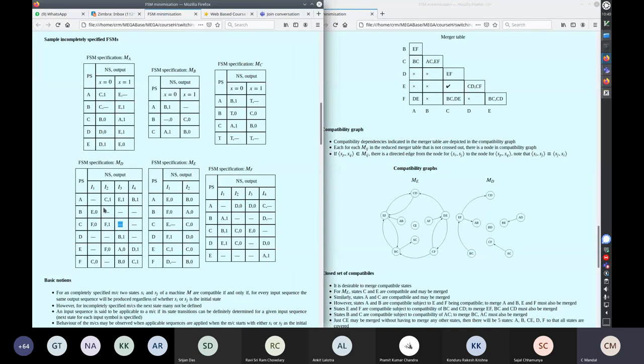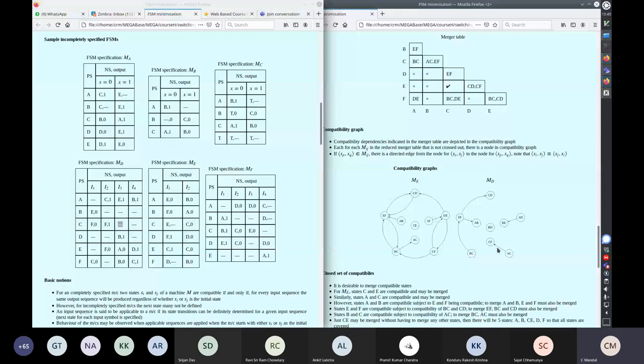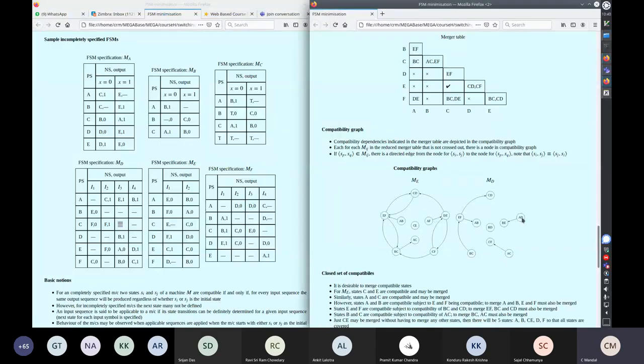Now let us consider A and D. For A and D to be compatible, you require B and E to be compatible. So you are putting an edge here.